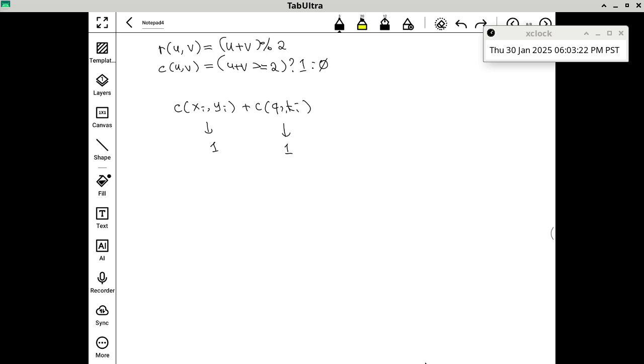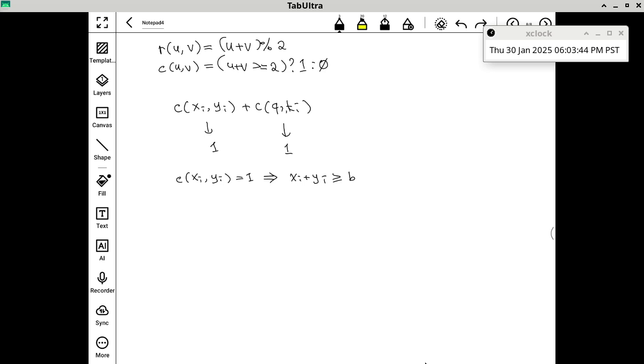So we work on it one step at a time. What if C of xi, yi is a one? What does that imply? Well, there's only one thing that is implied by the equation itself. It means xi plus yi is greater than or equal to whatever base you choose to use.